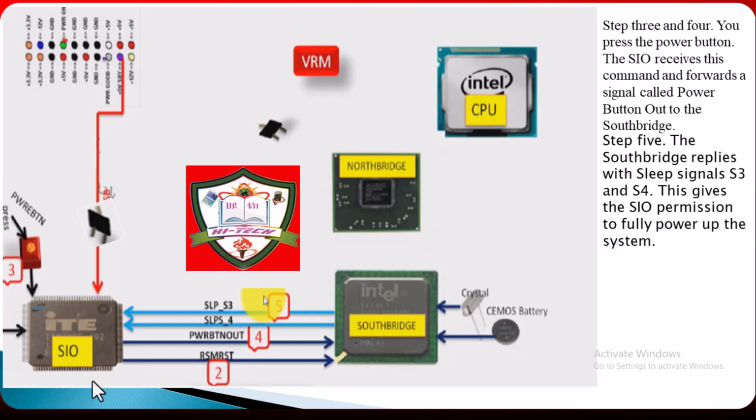After this, when we press the power button here, the SIO receives this command and forwards a signal called power button to the South Bridge. The South Bridge replies with sleep signals S3, S4. This gives the SIO permission to fully power up the system.